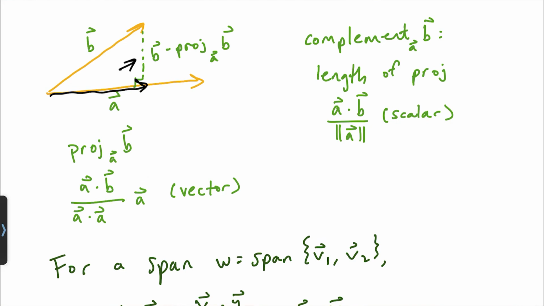Thing to note, with the complement, which is the length of the projection, which is going to be a scalar, you have A dot B over the magnitude of A. And you're not multiplying it by any vector, so it's just going to be a number.